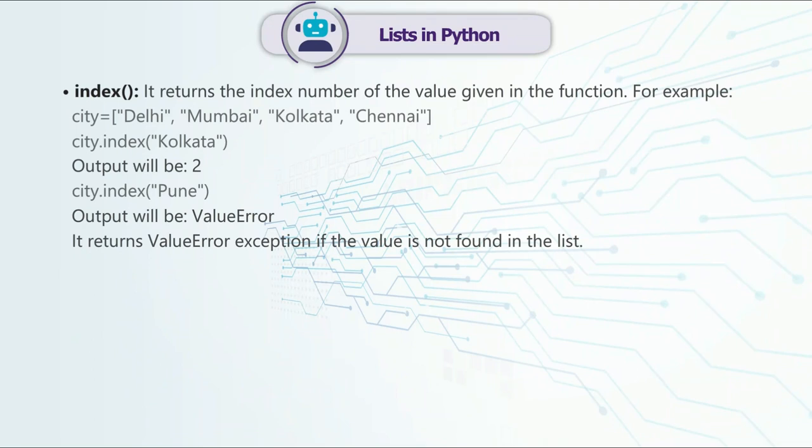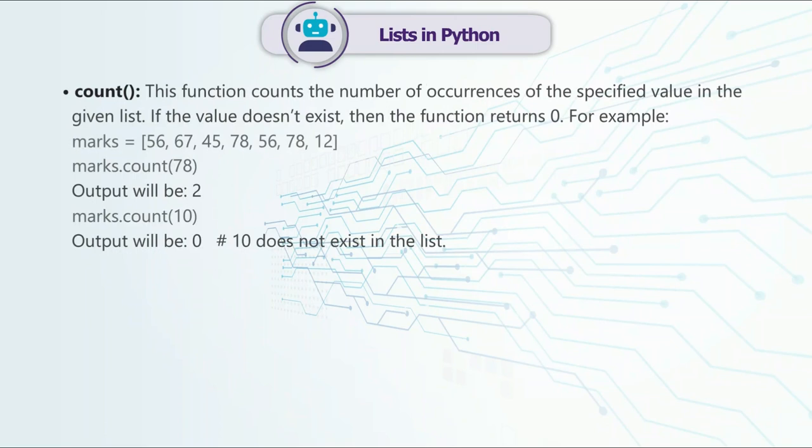Index. It returns the index number of the value given in the function. For example, output will be value error. It returns a value error exception if the value is not found in the list.